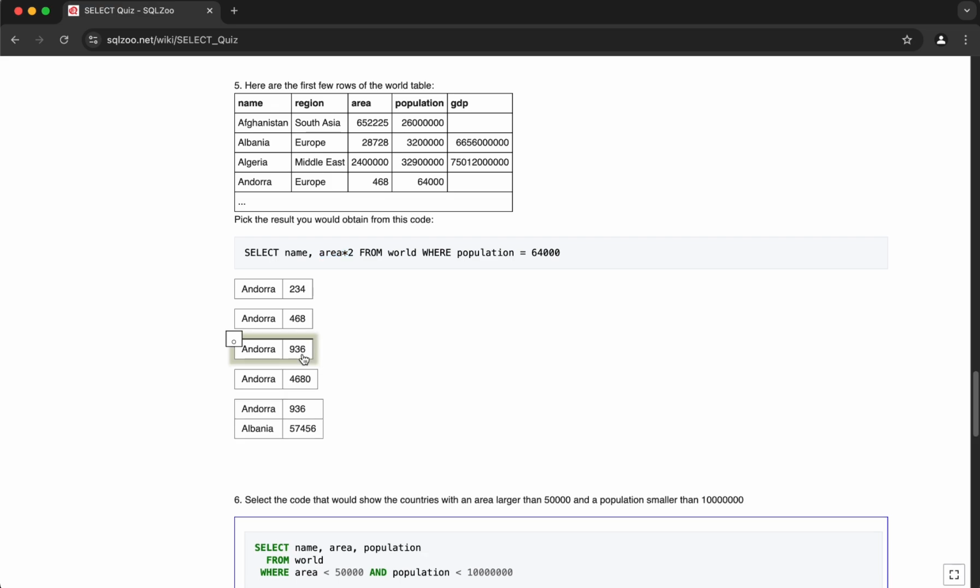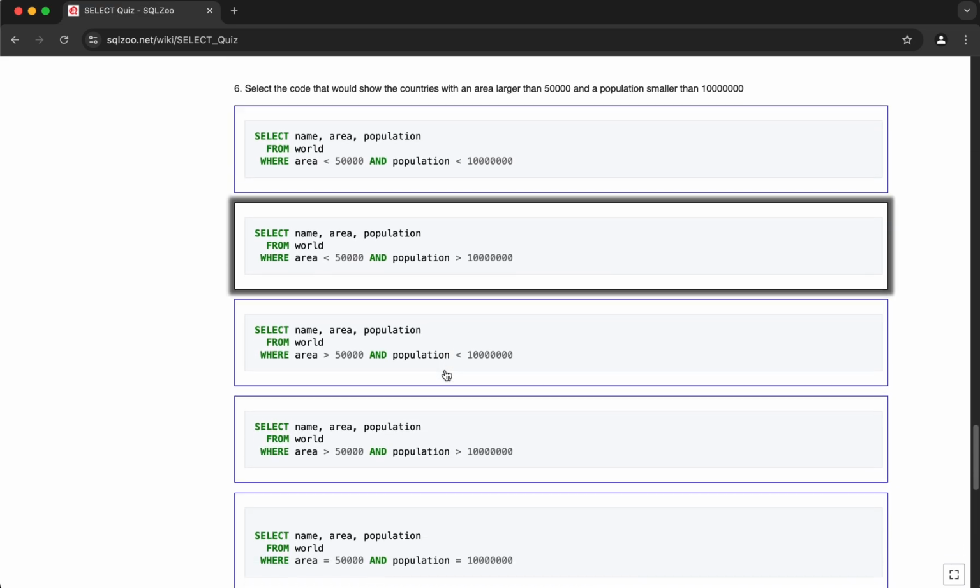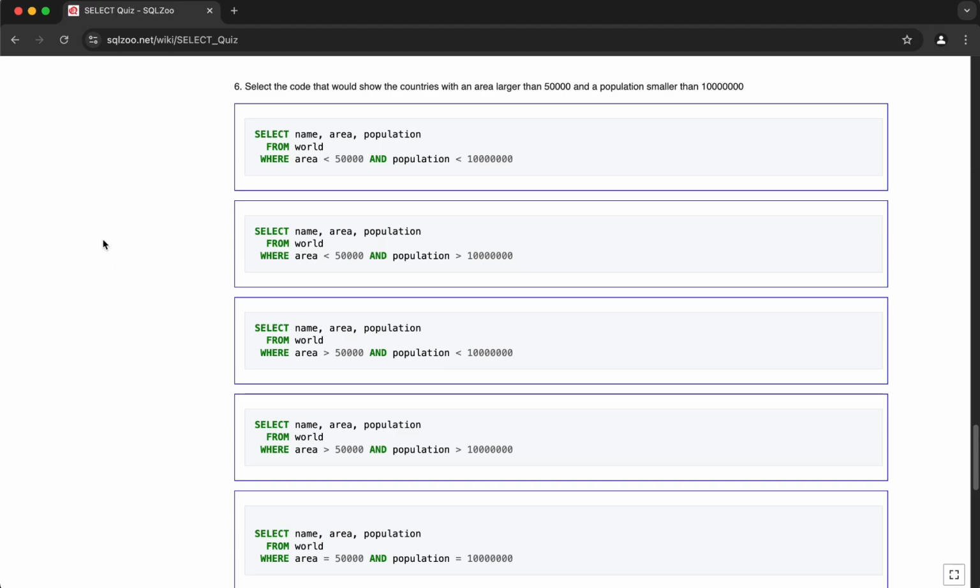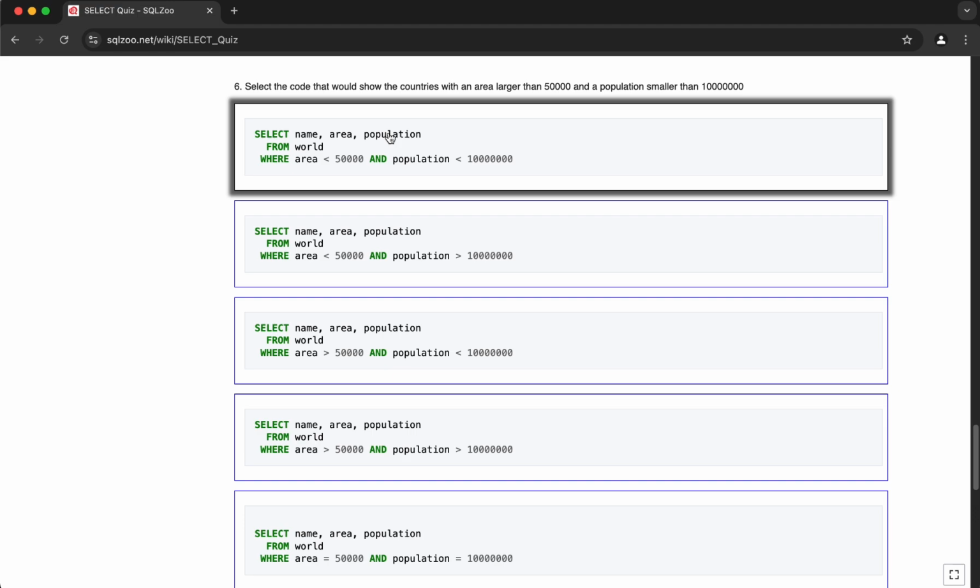So we would make the third option the correct answer. Let's come to the sixth question. That tells us to select the code that would show the countries with an area larger than 50,000 and a population smaller than 10 million. Okay, so select name, area, and population from world, where area... we can already tell it's incorrect because area less than, if you know your less than and greater than signs, you would know that this is incorrect.